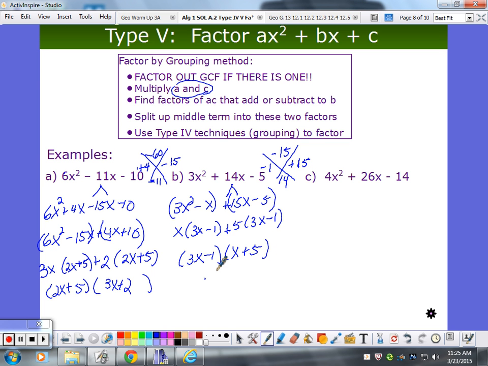Check it. That's 3x squared. 15x minus an x is a positive 14x. Minus 1 times 5, minus 5. That was me checking. I was checking.